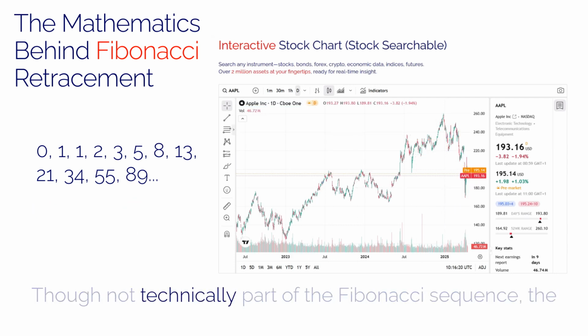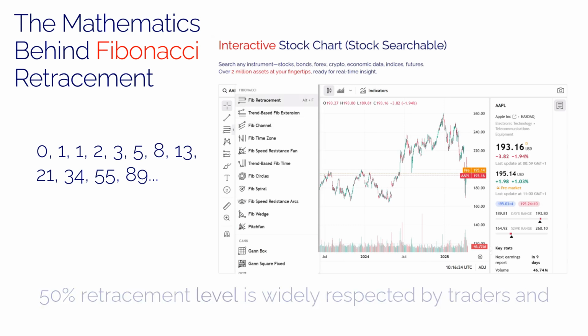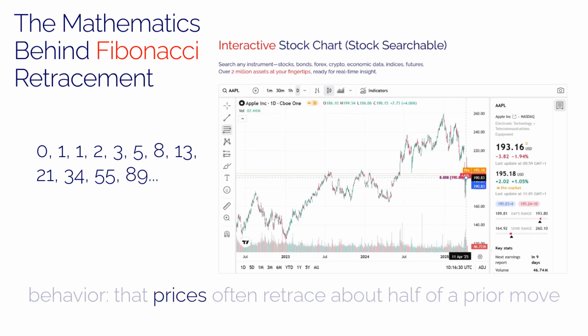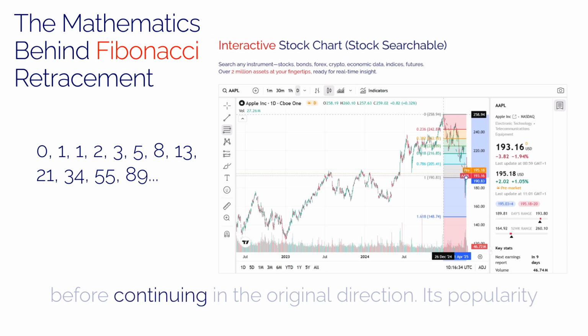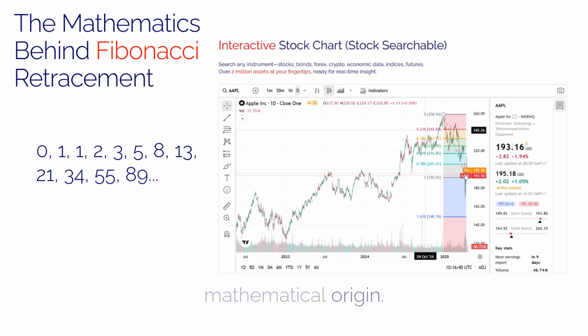Though not technically part of the Fibonacci sequence, the 50% retracement level is widely respected by traders and analysts. It reflects a common observation in market behavior that prices often retrace about half of a prior move before continuing in the original direction. Its popularity stems more from empirical pattern recognition than from mathematical origin.